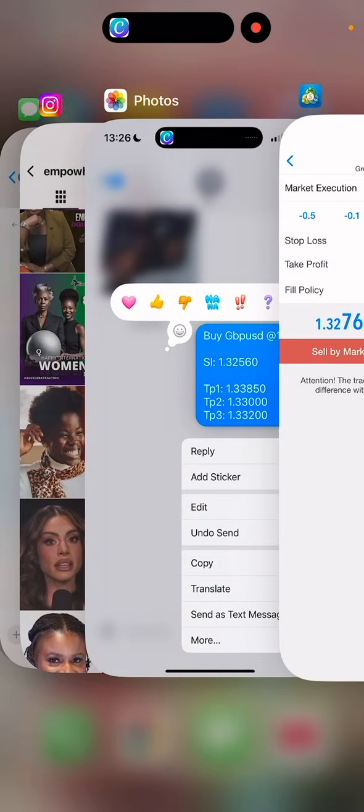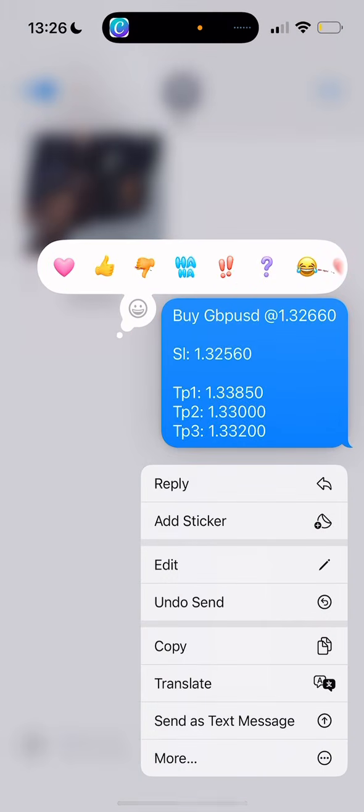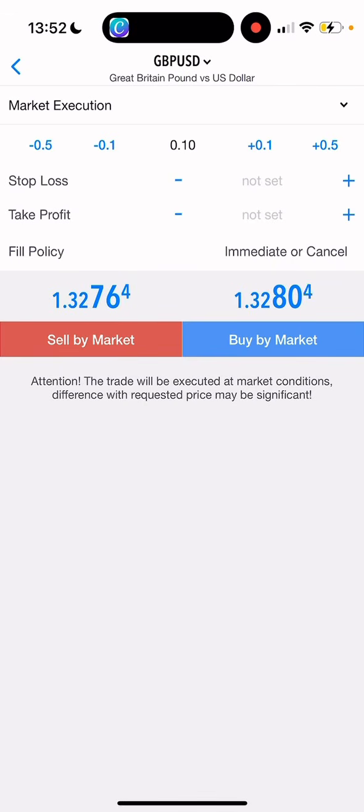Now, what did they say? They said buy GBP USD at 1.3266. Okay, so what are we going to do? First, we're going to look at the current market price. Do you see these numbers moving here? Those numbers are showing you where the price is currently.